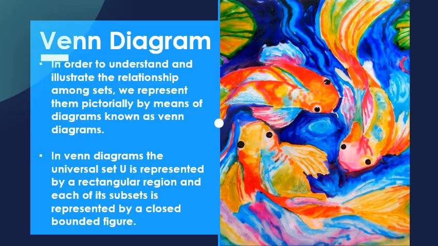So now we have Venn diagram. So medyo na-encounter tanan ang Venn diagram sa junior high school parang naton kag senior high nga learnings. In order to understand and illustrate the relationship among sets, we represent them pictorially by means of a diagram known as a Venn diagram. In Venn diagrams, the universal set U is represented by a rectangular region and each of its subsets is represented by a closed bounded figure. So kabalo kita nga ang kalabanan ginagamit natin nga figure is a circle.